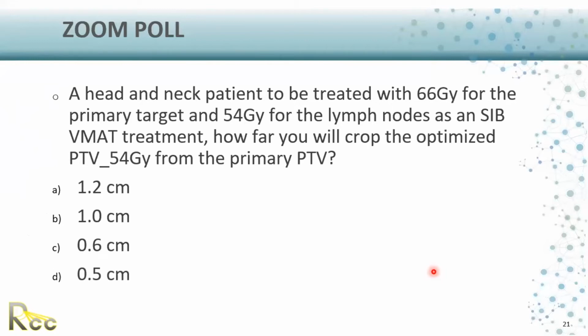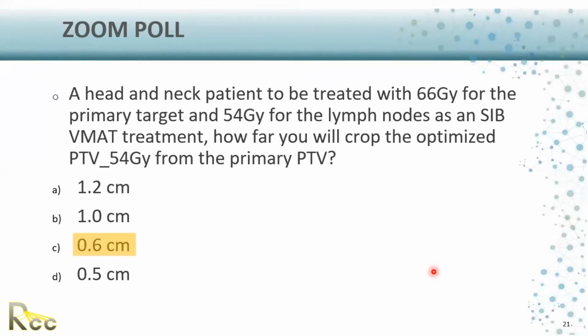A head and neck patient is to be treated with 66 gray for the primary target and 54 gray for the lymph nodes as an SIB VMAT treatment. How far will you crop the optimized PTV 54 from the primary PTV? 1.2 centimeters, 1 centimeter, 0.6 centimeters, or 0.5 centimeters? I think the primary answer coming in is 0.6, so letter C.